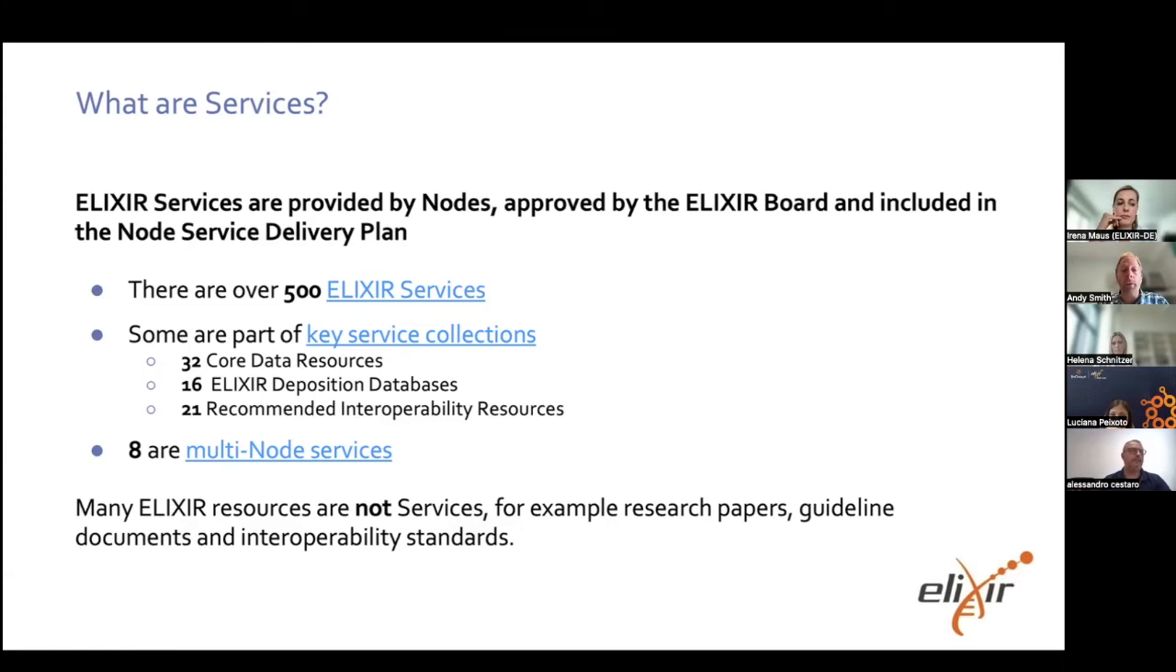So there are over 500 services in Elixir overall. Most of them are free of charge. A small number of them have a charge associated with them, typically for computing facilities. And to make it easier to find what you're looking for, there are often recommendations made. So, for example, if you don't know where to put data, you could look at the Elixir deposition database list to find out where to put your experimental data.